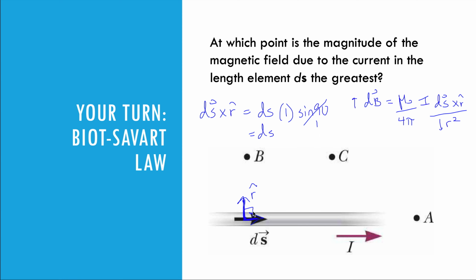However, for point C, if we draw it in a different color here, we have the unit vector pointing towards point C. And so there is going to be an angle theta between ds and r, which means that the cross product will be ds sine theta, which will be smaller than ds. And then for point A, the r hat vector is pointing towards A. So ds and r hat are parallel, and we know that the cross product is equal to 0. So the field is equal to 0 at point A.